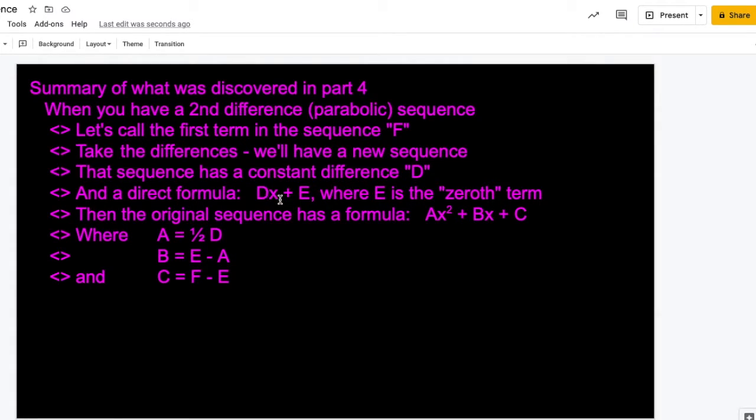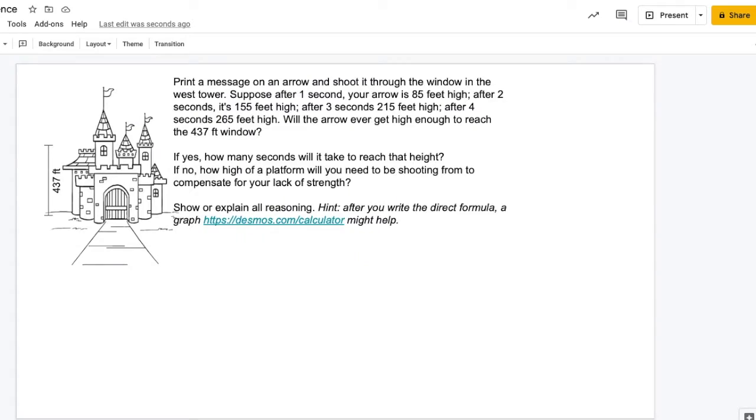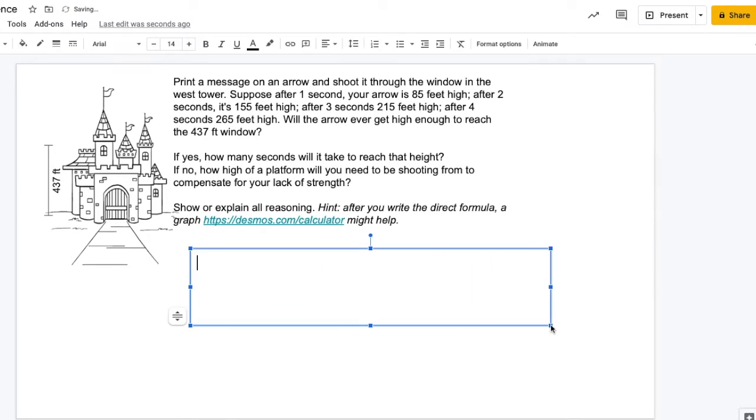We learned that the third quarter. If all of that is true, then the original sequence is going to have this formula where A is half of D, half of that constant difference. B is E minus A, meaning this constant term minus whatever you came up with for A, so half of the difference. And C is going to be the first term minus that constant in the formula. Anyway, this is how it could work for your castle arrow situation.